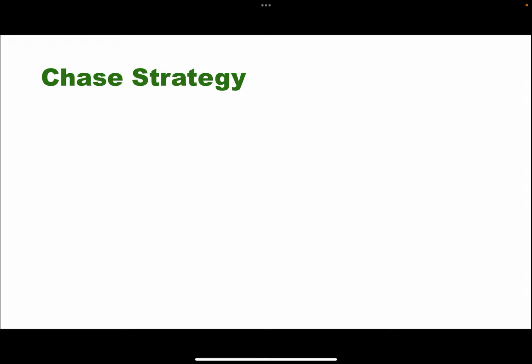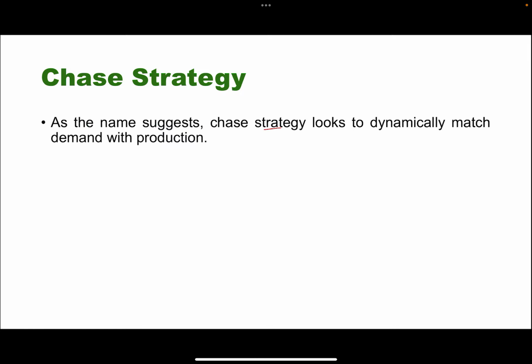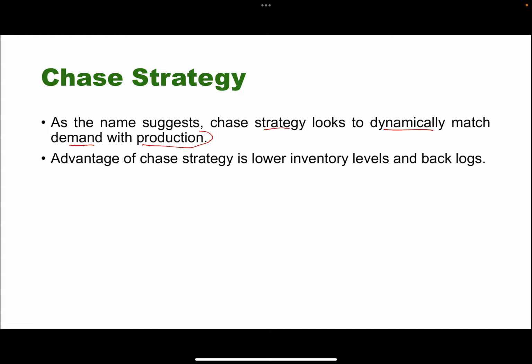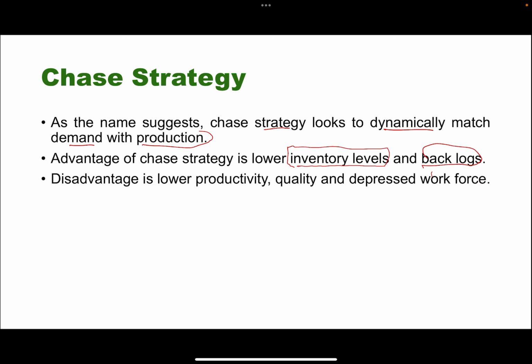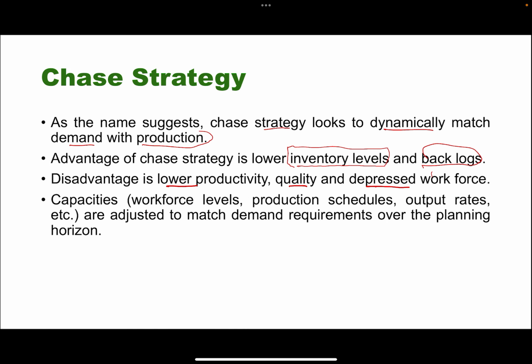So the next method is the chase strategy. As the name suggests, the chase strategy looks to dynamically match demand with production. That means we are not storing anything in inventory. We are adjusting the production according to the demand. The advantage of the chase strategy is lower inventory levels, because maintaining inventory costs huge amounts of money. So in this strategy we are trying to eliminate the inventory and backlogs. The disadvantages are lower productivity, quality, and a depressed workforce. We will see why it is so.